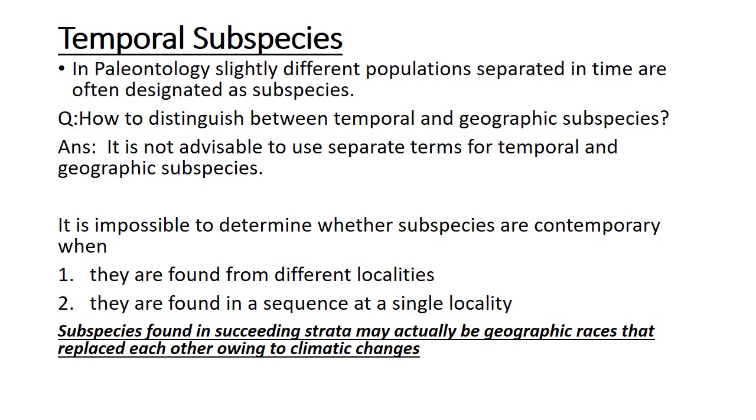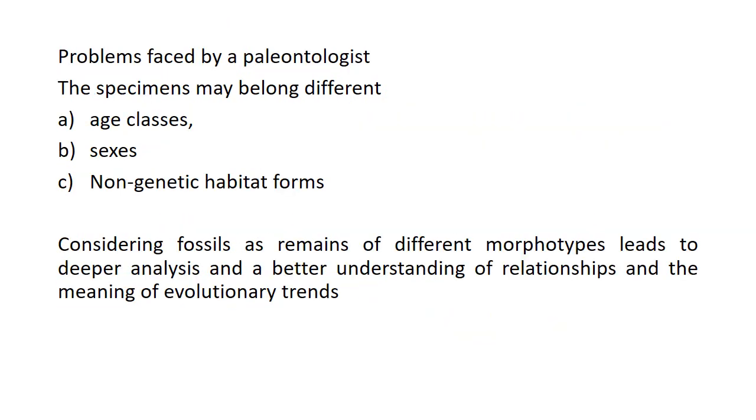We cannot easily determine whether these subspecies, found from different localities or from a sequence at a single locality, are contemporary or not. So subspecies found in succeeding strata may actually be geographic races that replaced each other due to certain climatic changes. A paleontologist faces difficulties in understanding the relationship of fossils with that of living species. They require a deeper analysis.